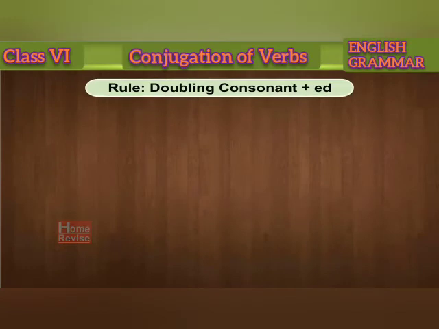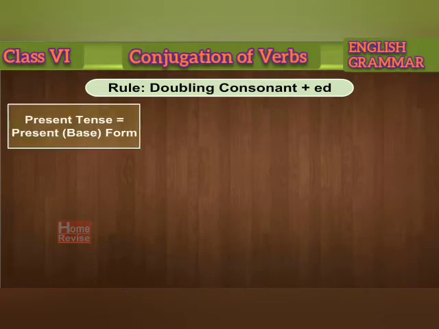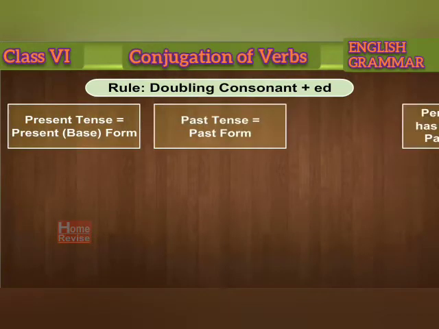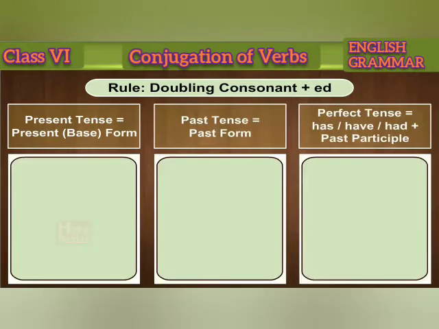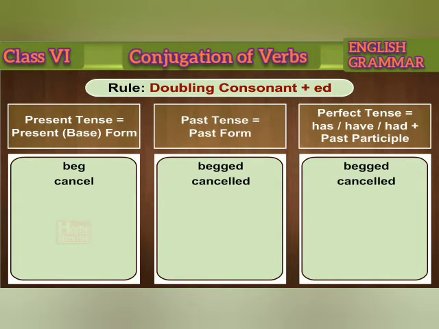Rule: doubling consonant plus ed. We have the present base forms, past forms, and past participle. Present base form is beg. We double the consonant G and add ed to make the past form begged. Also, to make the past participle, we double the consonant and add ed, begged. Beg, begged, begged. Cancel, cancelled, cancelled.